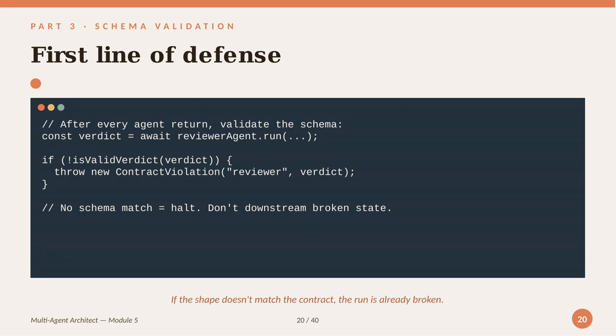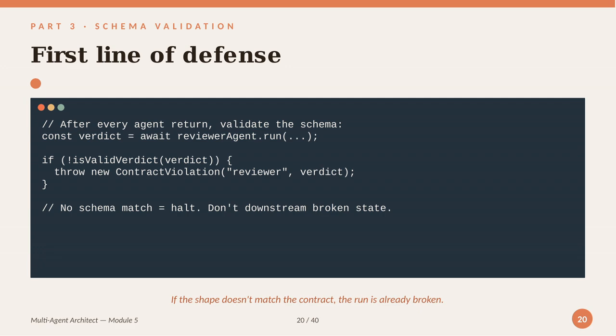Don't try to recover. Don't coerce a wrong shape into the right shape. Don't paper over a missing field. A schema mismatch is a sign that something deeper is wrong, and the cheapest possible action is to surface it loudly so you can fix the root cause. Silent recovery is how you ship subtly broken systems for months.